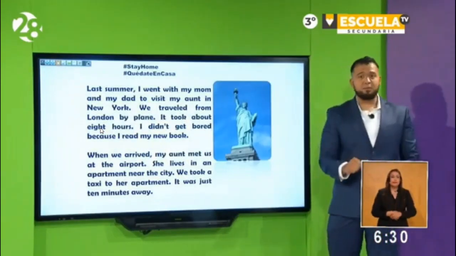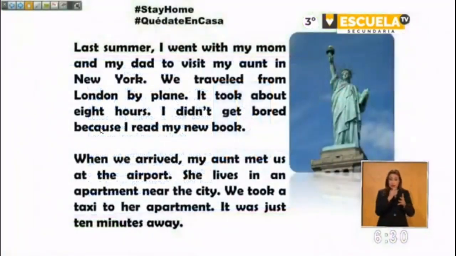For reading time, I am going to read this article. And please, at home, you're going to be reading along with me. Let's start. At the count of 1, 2, and 3. Last summer, I went with my mom and my dad to visit my aunt in New York. We traveled from London by plane. It took about 8 hours.